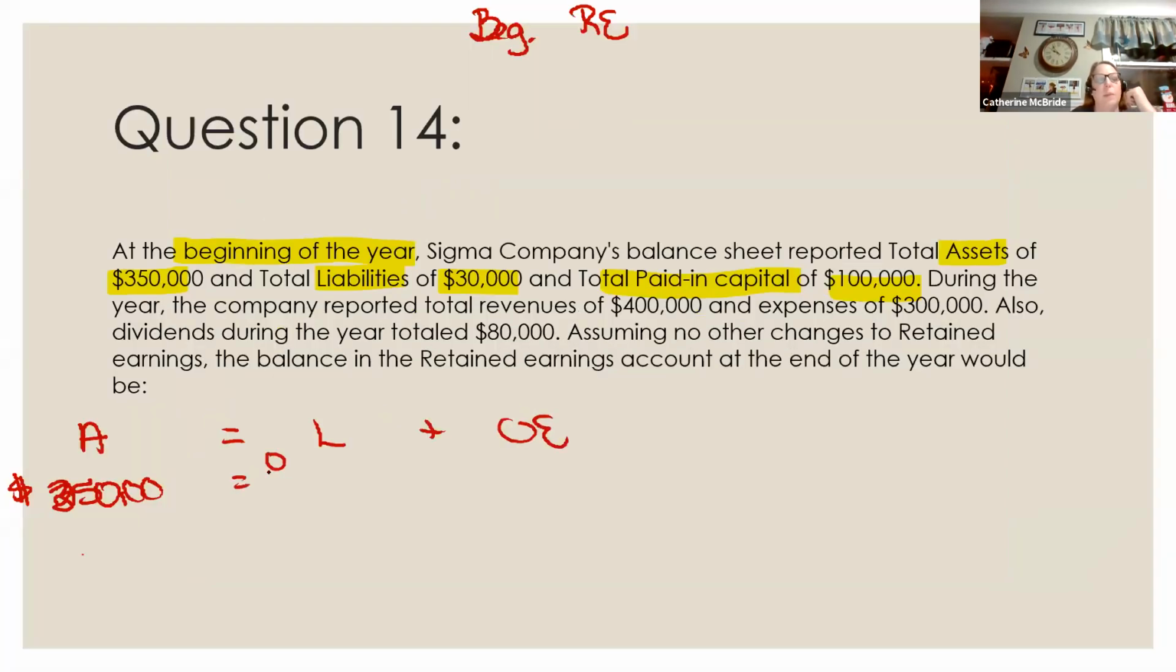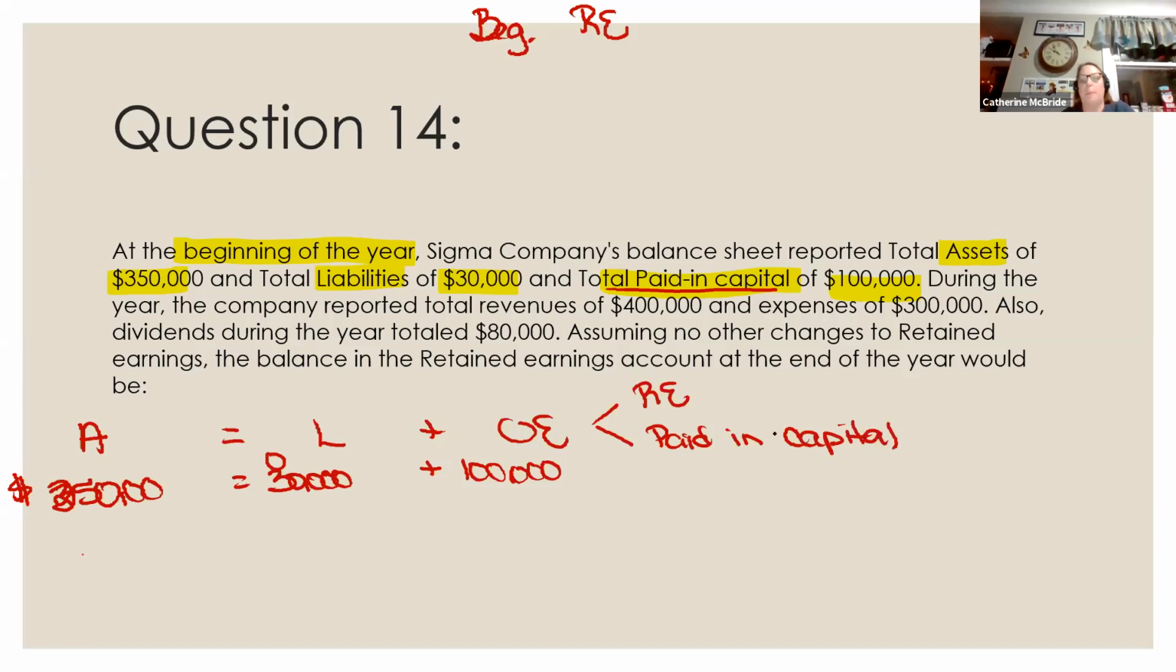Oh, liabilities of $30,000, and paid-in capital of $100,000. So remember, there's two pieces to owner's equity. This is paid-in capital, but there's also retained earnings, and then there's capital that the owners put directly in. So we've been given the paid-in capital portion, but not the retained earnings.